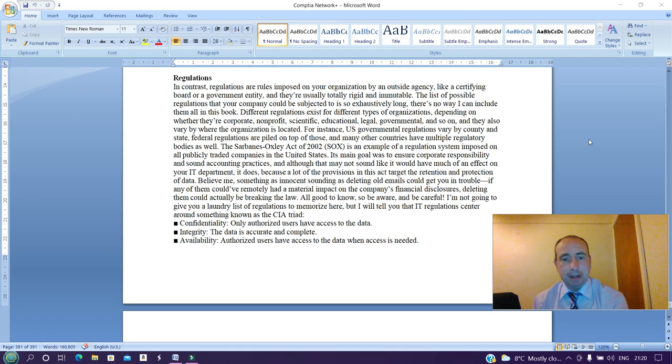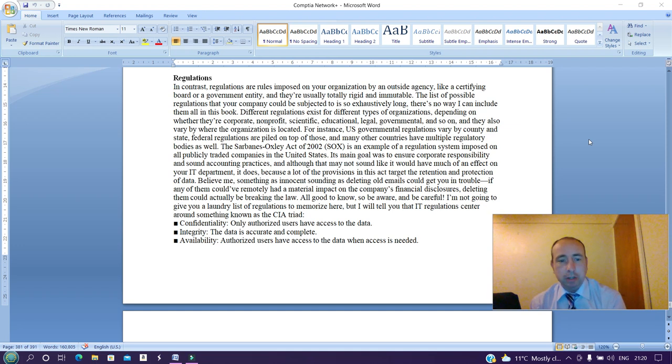Believe me, something as innocent sounding as deleting old emails could get you in trouble if any of them could have remotely had material impact on the company. Financial disclosures, deleting them could actually be breaking the law. All good to know, so beware and be careful.